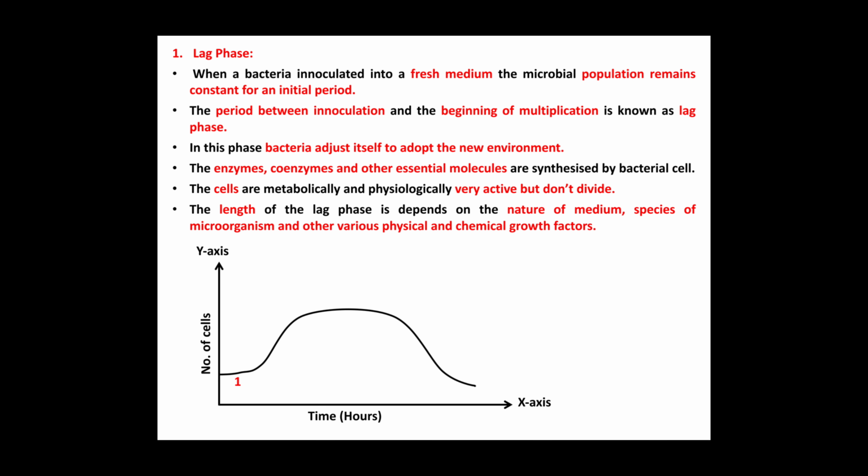The first phase is the lag phase. When bacteria are inoculated into a fresh medium, the microbial population remains constant for an initial period. The period between inoculation and the beginning of multiplication is known as the lag phase. In the diagram you can see the population of bacteria is constant initially, meaning it is in the lag phase.